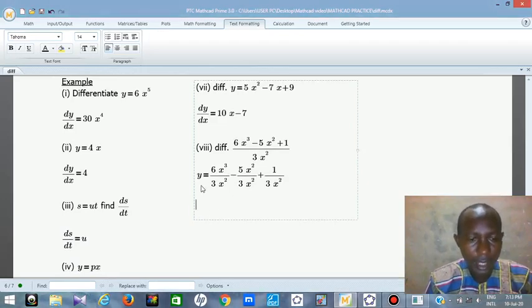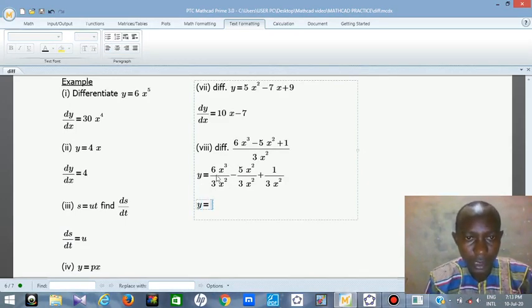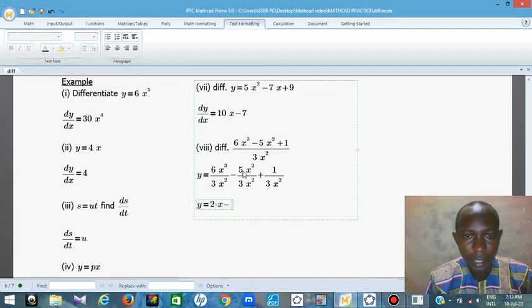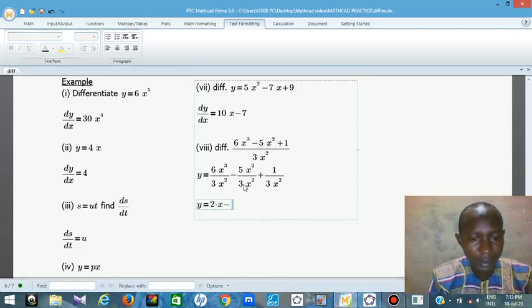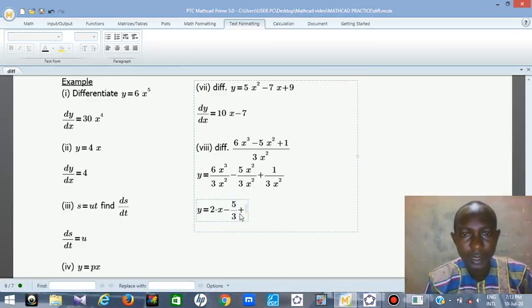So with this now, we now have y equal to, now let's divide what can go. 6 divided by 3, you have your 2x. So x squared cancels x squared, you have 2x. That is this point, minus the x squared will cancel x squared, leaving 5 over 3 here, which is minus 5 over 3. So there's no x in this place, then plus 1 over 3, then this is x raised to the power 2.